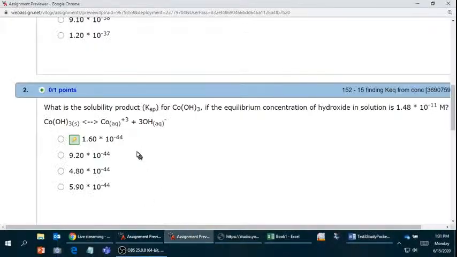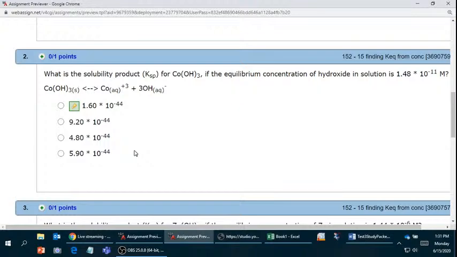Let me share my desktop with you really quick. We'll go to one of the homework assignments. What is the solubility product, KSP, for cobalt hydroxide? I'm going to write that up on my board really quick. Cobalt plus 3 and 3 hydroxide, Q. And what is the KSP if the equilibrium concentration of hydroxide is 1.48 times 10 to the negative 11 molar?